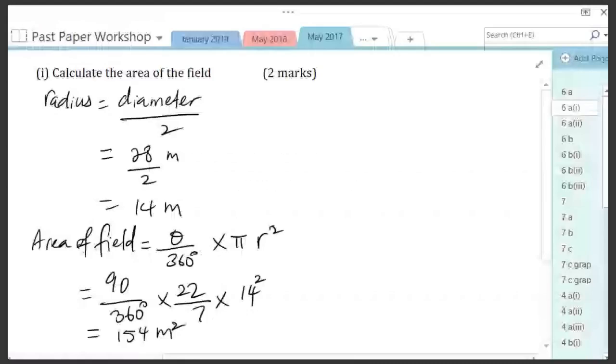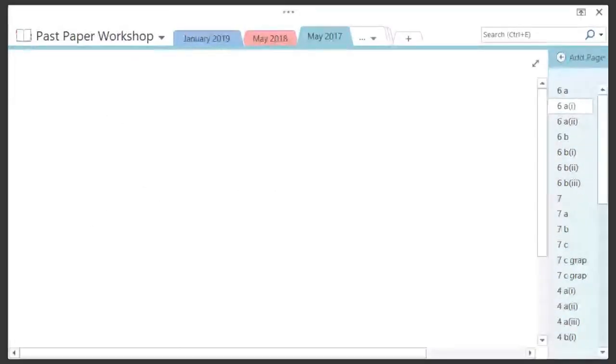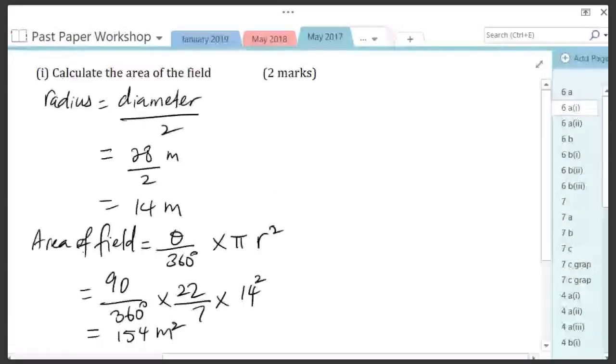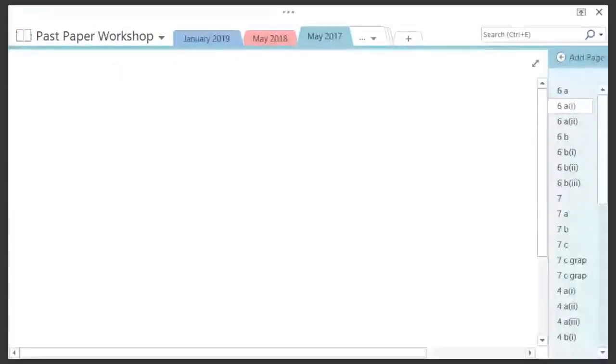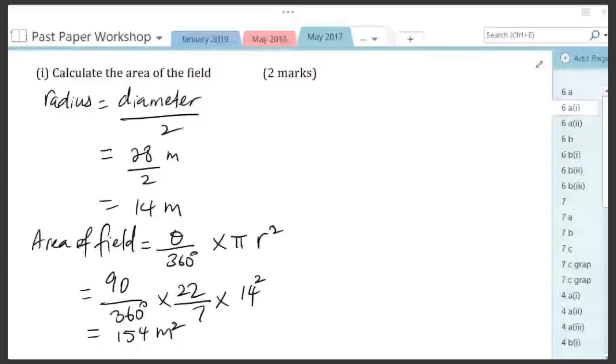Okay. Can everybody tell me if they can see my screen? Could you confirm in the chat if you can see my screen, please?